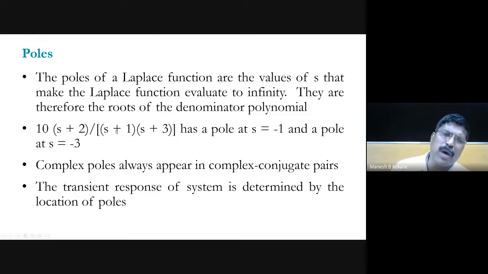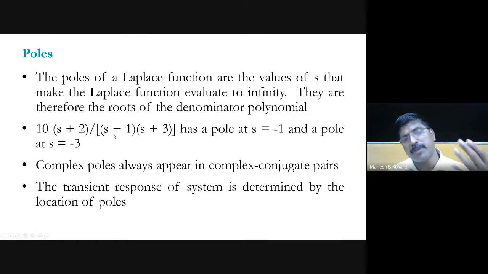Now, if I put the value of s equal to -1, what will happen here? -1 plus 1, so this term will become 0, and anything divided by 0 becomes infinity. So if we put s equal to -1, your transfer function will become infinity. That's why this is called a pole. Similarly, if I equate s plus 3 equal to 0, the value of s will be equal to -3. Now, if I put s equal to -3 here, -3 plus 3 will become 0, and anything divided by 0 becomes infinity. So these roots are called the poles.